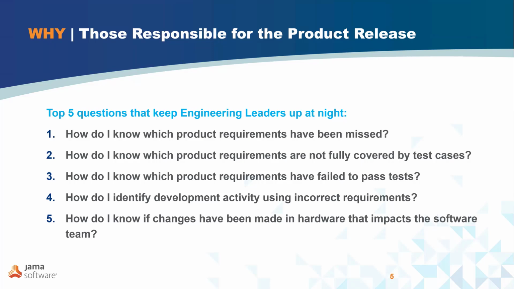How do I know which product requirements have failed to pass tests? How do I identify development activity that is using incorrect requirements, or isn't even covered or directly connected to requirements? And finally, how do I know if changes that have been made in, say, hardware impact my software team, or a requirement change impacts either the hardware or software team? How do I understand this traceability? These are the things that we've heard a lot about. I bet one of these might resonate with you.